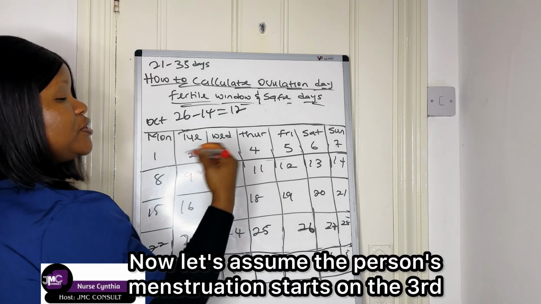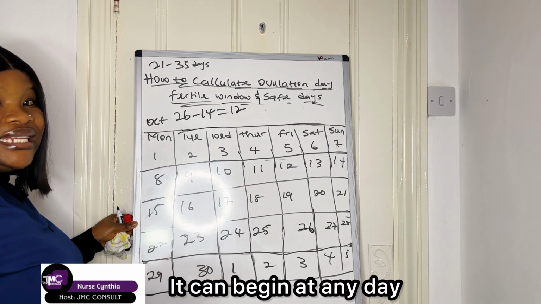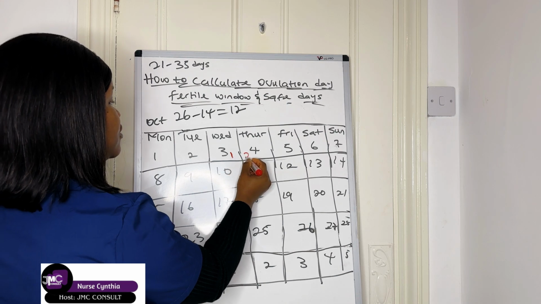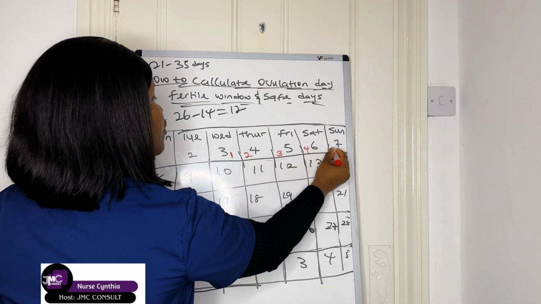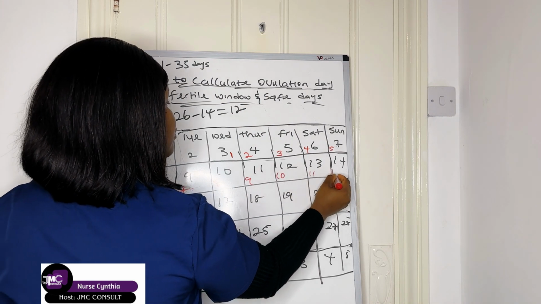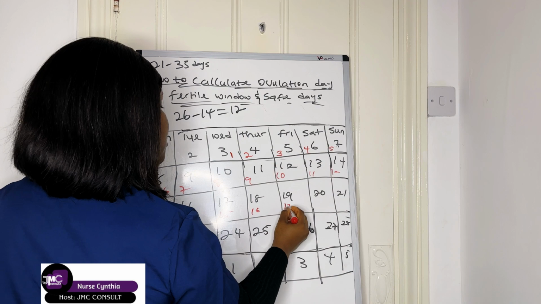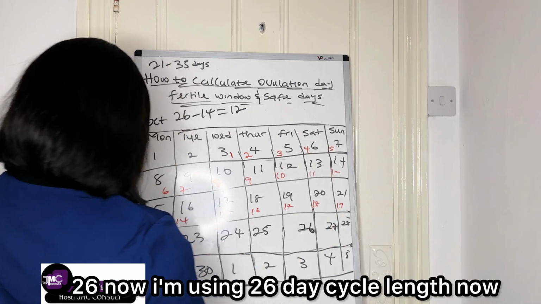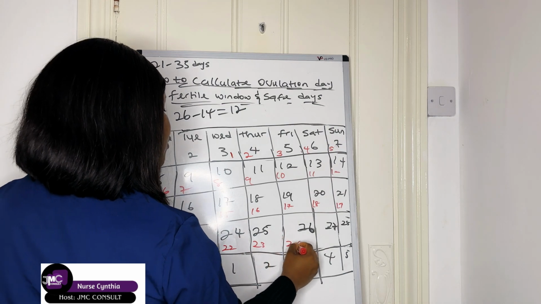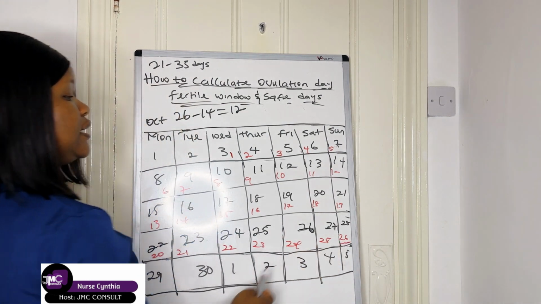Now, let's assume the person's menstruation starts on the 3rd. We are using the 3rd as an illustration. It can begin on any day. So let's use October 3rd as an example. So we started here, 2, 3, 4, 5, 6, 7, 8, 9, 10, 11, 12, 13, 14, 15, 18, 19, 20, 21, 22, 23, 24, 25, 26. Now we're using a 26-day cycle length.